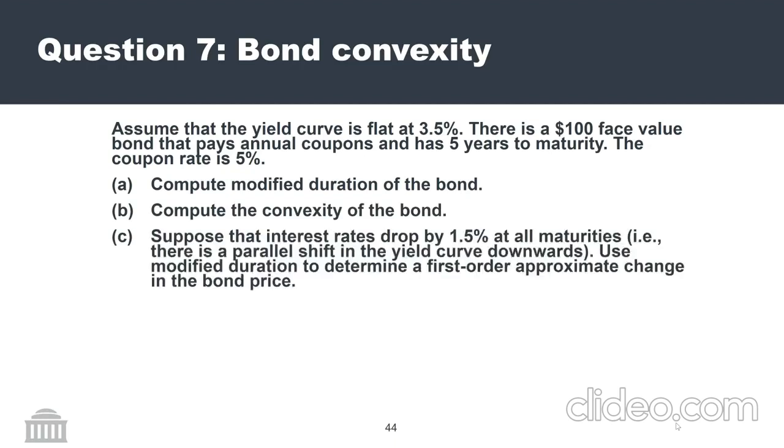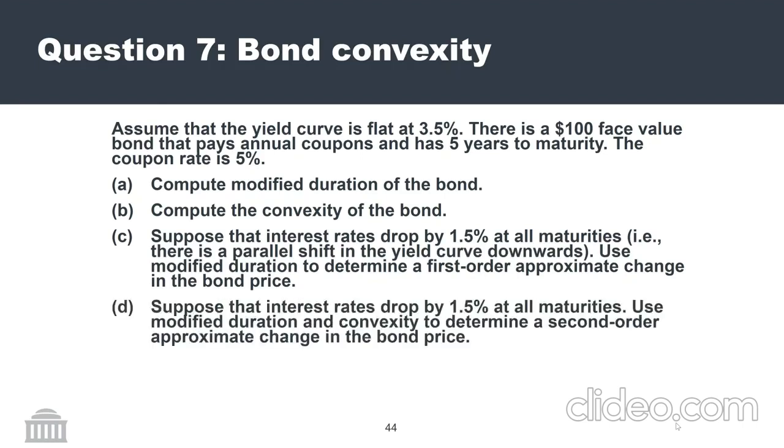Then we will use modified duration of this bond to try to find the approximate change in the value of the bond when interest rates drop or the yield curve drops by 1.5%. This is exactly what we've done in question 6. Then we will actually use convexity, the one that we compute in part B of this question, to find the approximate change in the value of the bond when interest rates drop by the same 1.5%.